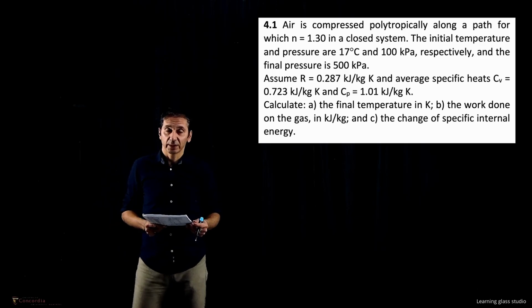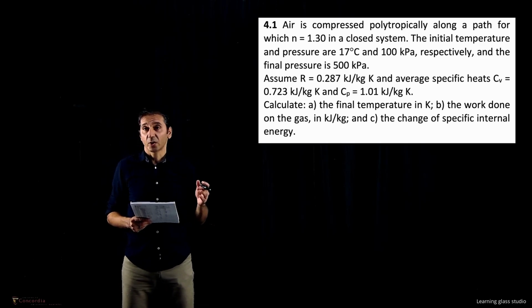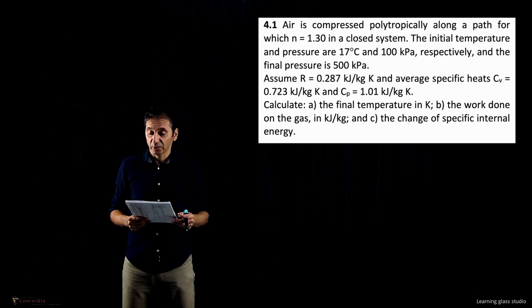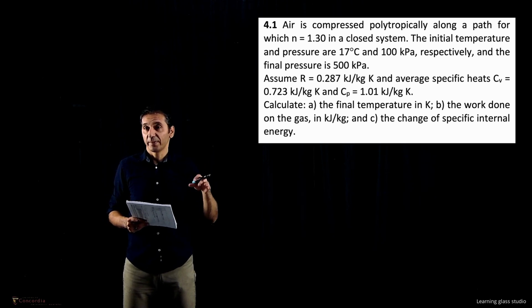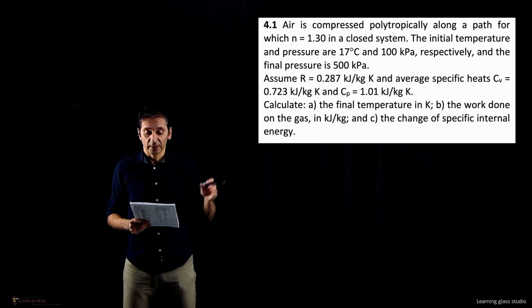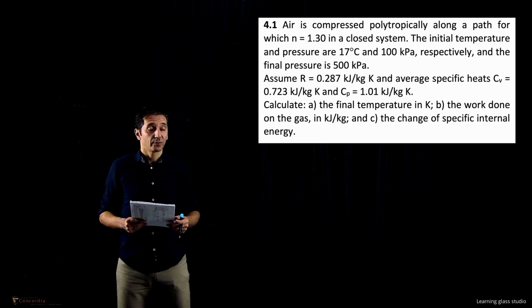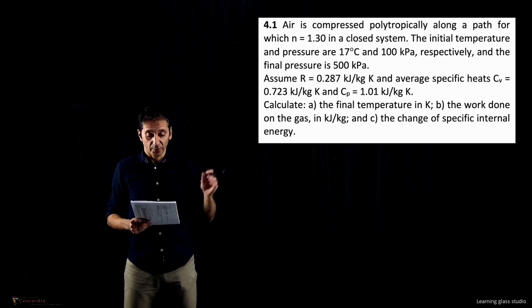Okay, let's start with this one. So here in this problem, we have air is compressed polytropically, which means that we already know that the process follows a path PV^n = constant. We are given the value for n, which is 1.3.